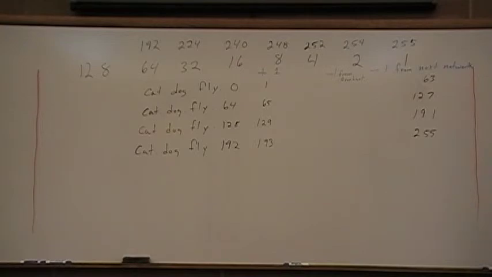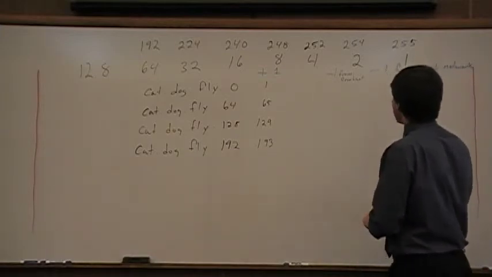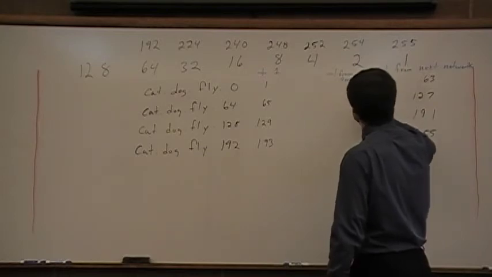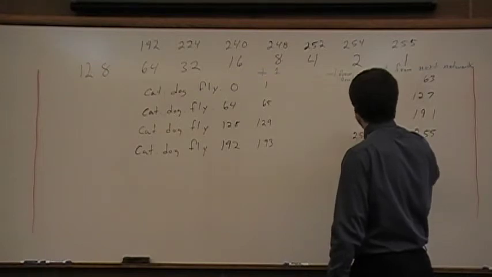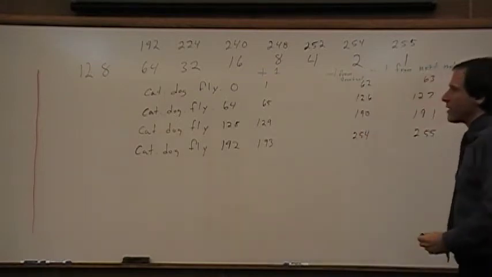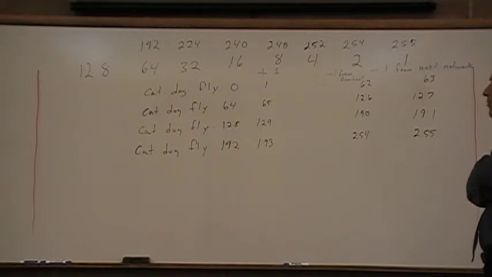And I'll show you this all in binary in a future class, but I just want you to see the process. And this is the process. All right, and then you subtract 1 from that. So you get 62, 126, 190, and 254. And so you have cat, dog, fly 0, cat, dog, fly 64, cat, dog, fly 128, cat, dog, fly 192. The first usable IP address for cat, dog, fly 0 is 1, and the last usable IP address is 62, and then your broadcast is 63. Right? And that's it. That's all there is to it.